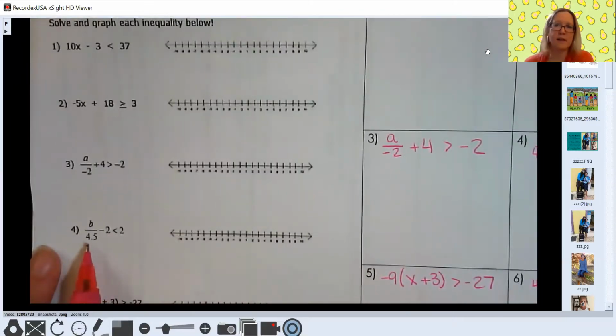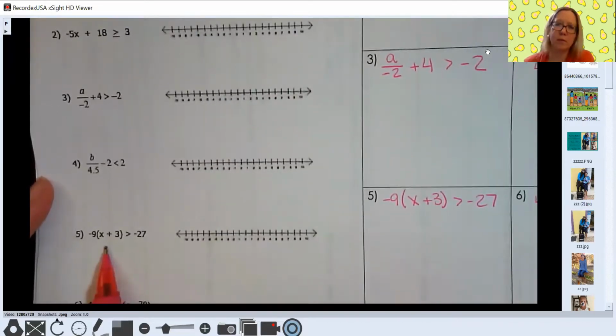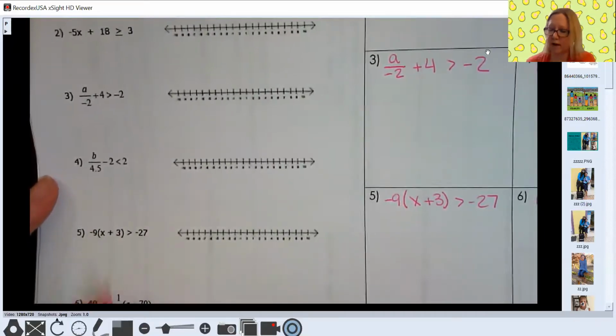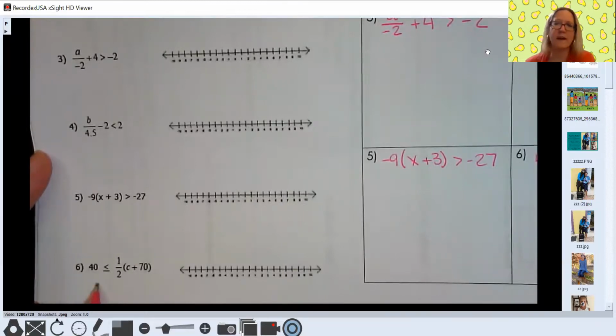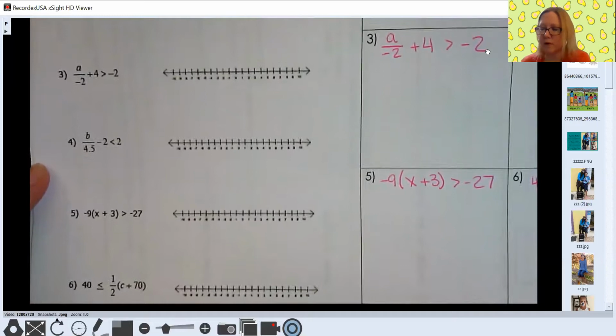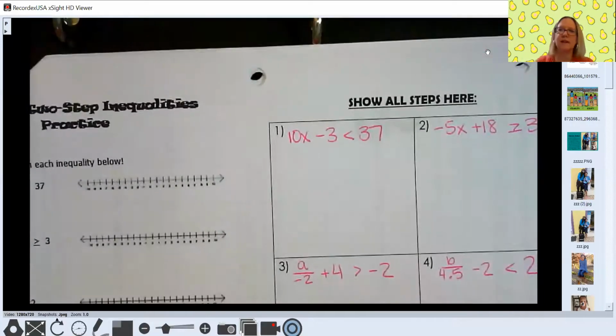Number 4 is not going to be flipped. Number 5, the symbol will be flipped or reversed because we're going to have to divide both sides by this -9. And number 6 is not going to have to be reversed. So the only ones that have a symbol that will have to be reversed are 2, 3, and 5.